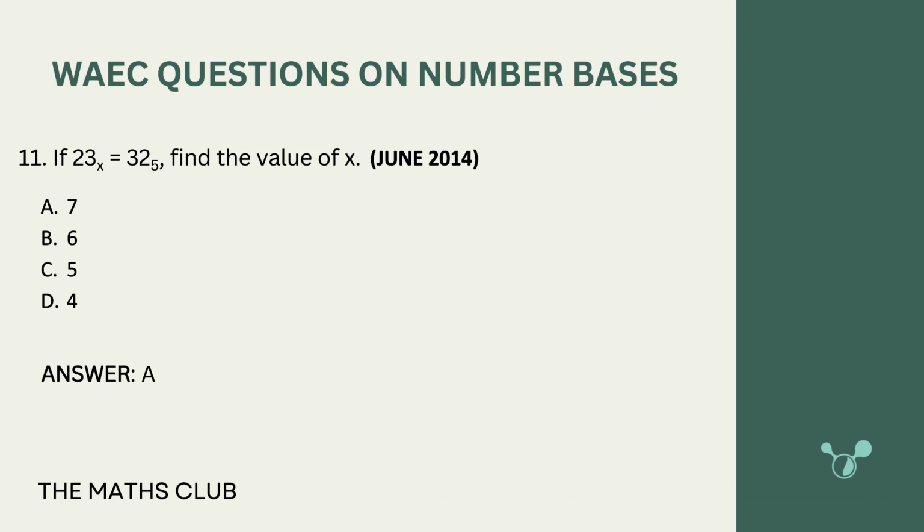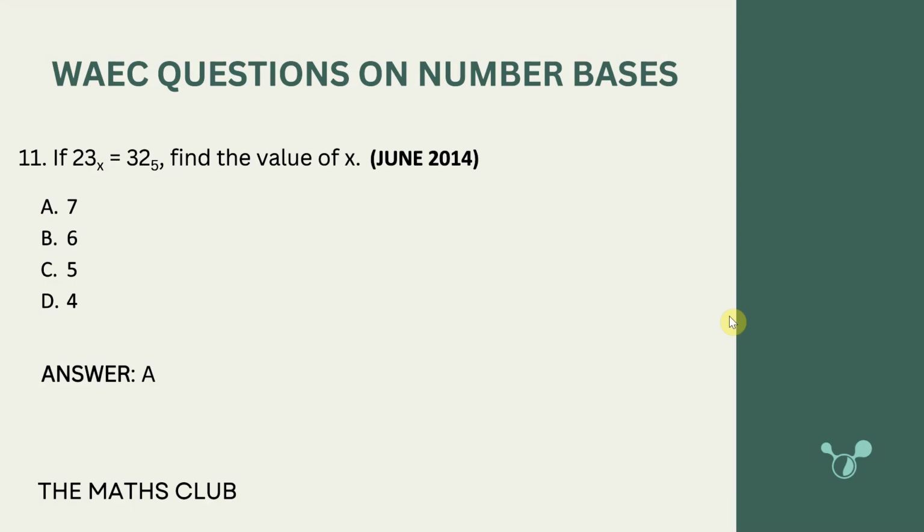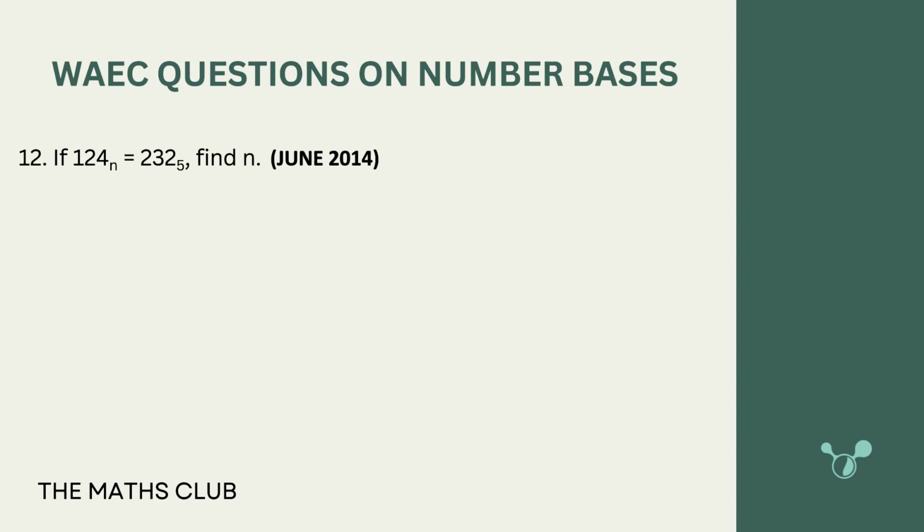So let's call ourselves very good. That's it about it. And if you got it, well done to you. Let's go to the next number, number 12. Number 12 is saying basically still the same thing. I want you to pause this video and try it out yourself.